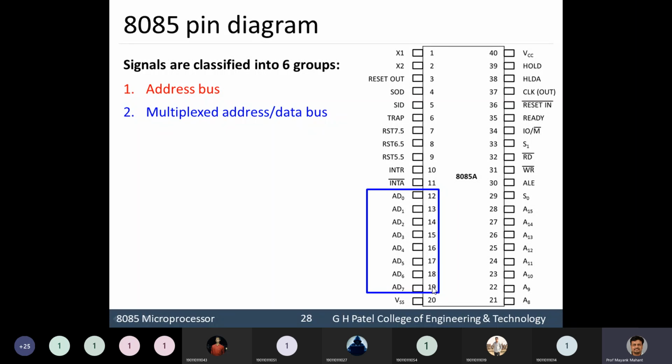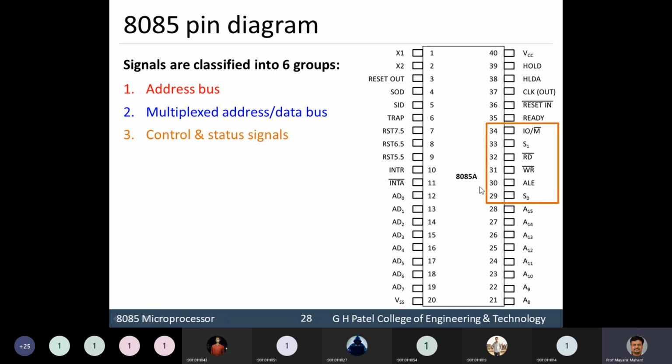So pin numbers 12 to 19 are used as the multiplexed address and data bus. It can act as data as well as address, in multiplexed form.